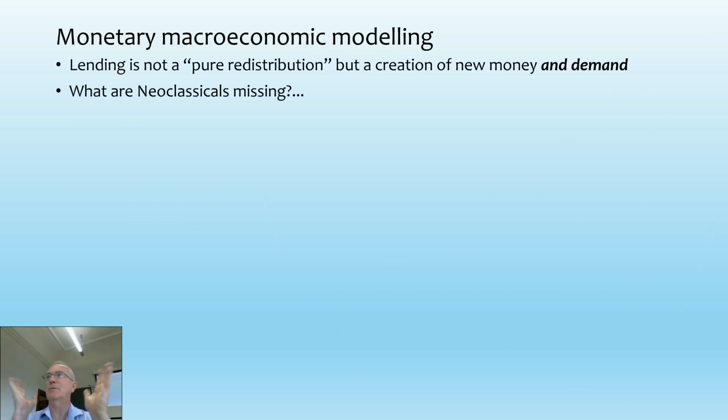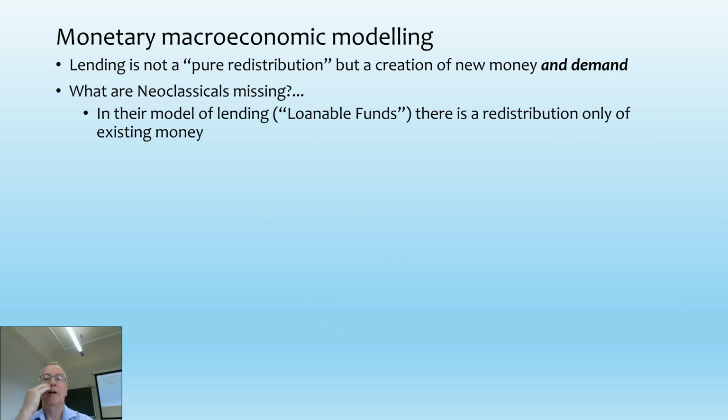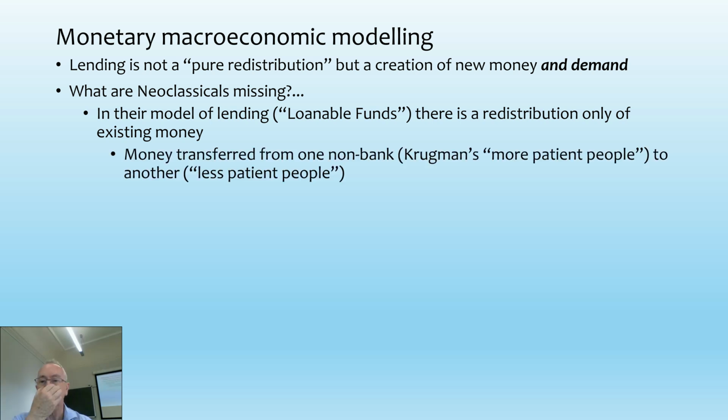So what are the neoclassicals missing? Why are they getting it wrong? It comes down to the fact that in the loanable funds model, all you're doing is transferring money from one non-bank to another non-bank. There's no change in the assets and liabilities of the banking sector. There's a change in who they have liabilities towards, whose deposits they're holding, but there's no change in the absolute amount of money. That's not the real world. This is their fantasy world of a patient person lending to an impatient person.